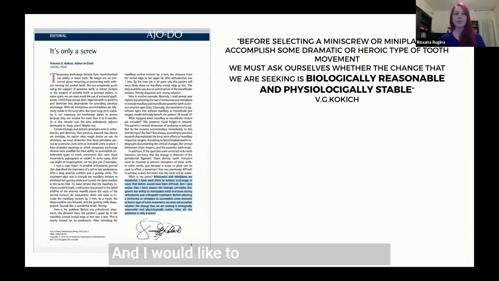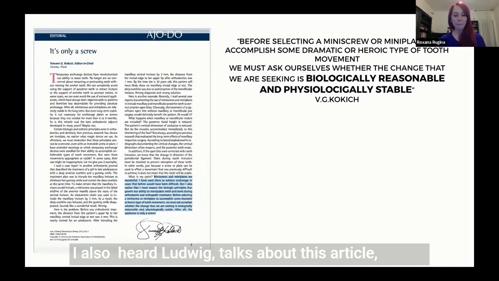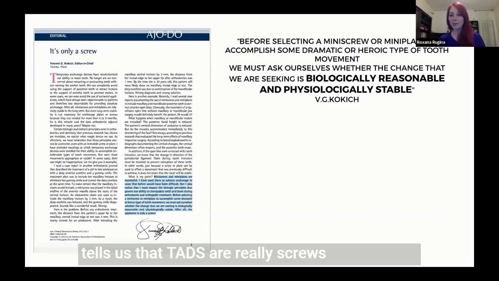And I would like to begin with a very nice article from Vincent Kokic a few years ago about the miniscrews, entitled "It's Only a Screw." I also heard Bjorn Ludwig speak about this article, which tells us that TEDs are really screws.